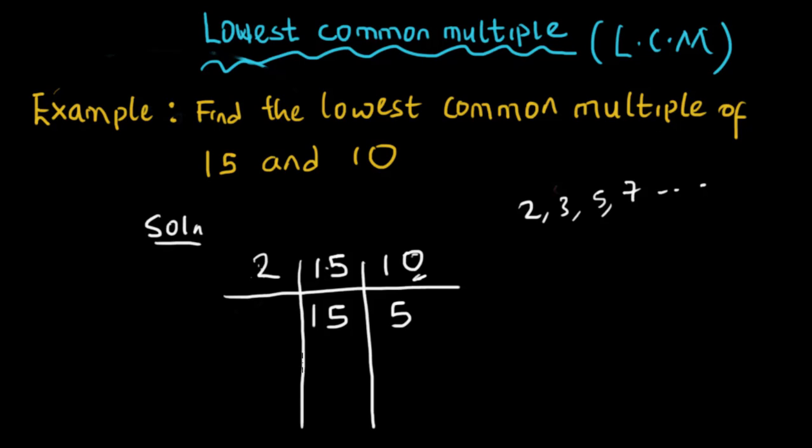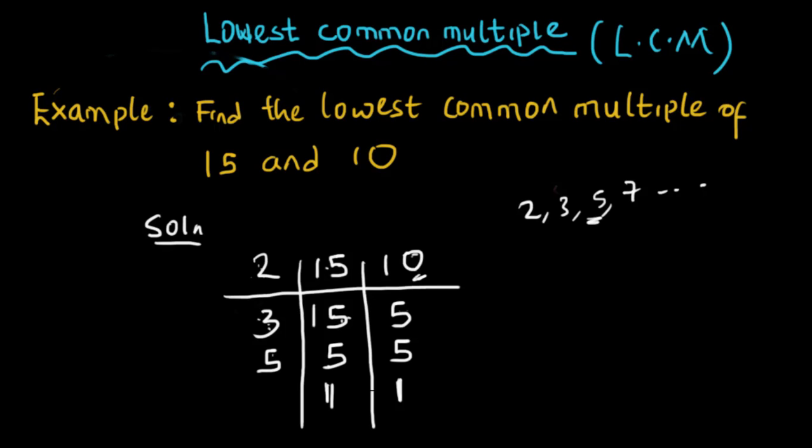Does this make sense? Now we move to 3. Can 3 go in either 15 or 5? We know 3 can go in 15, so we put 3. 3 in 15 is 5. 3 cannot go in 5, so we still put 5. Do you understand? So we know that the next number to pick is 5, and 5 can go in either of the 5s we have. So 5 in 5 is 1. 5 in 5 is 1. So we stop here. As soon as you have 1 all through, you stop.